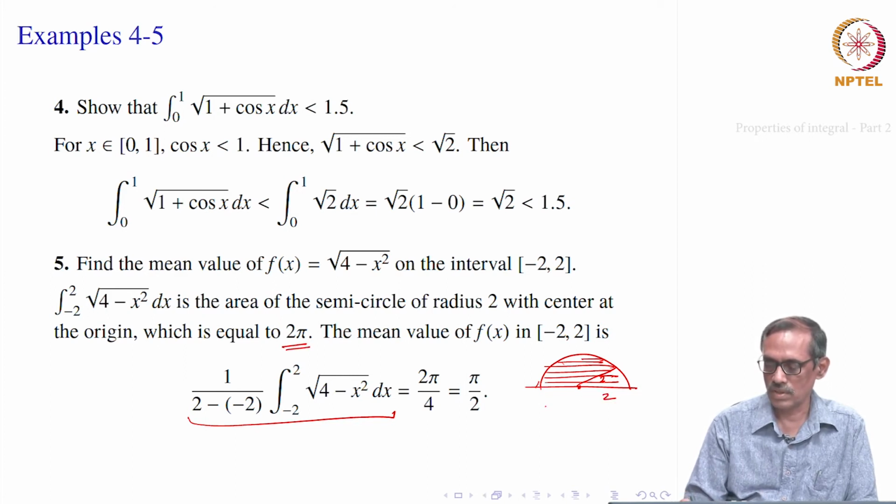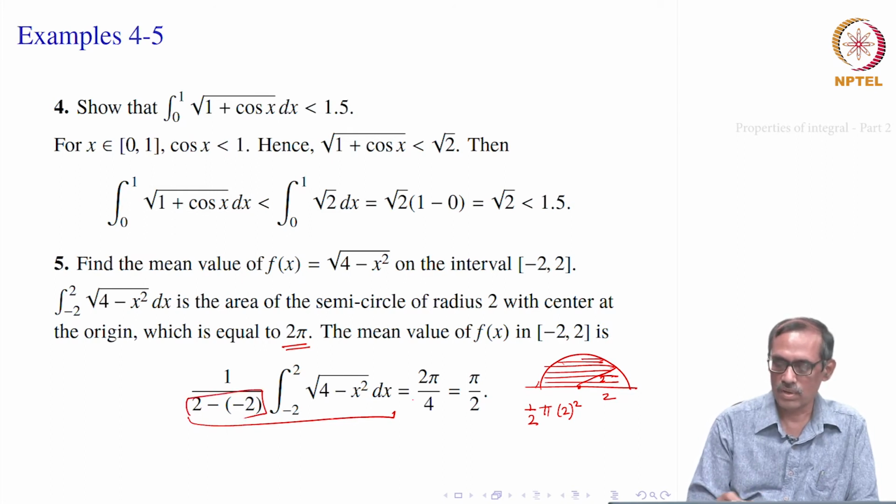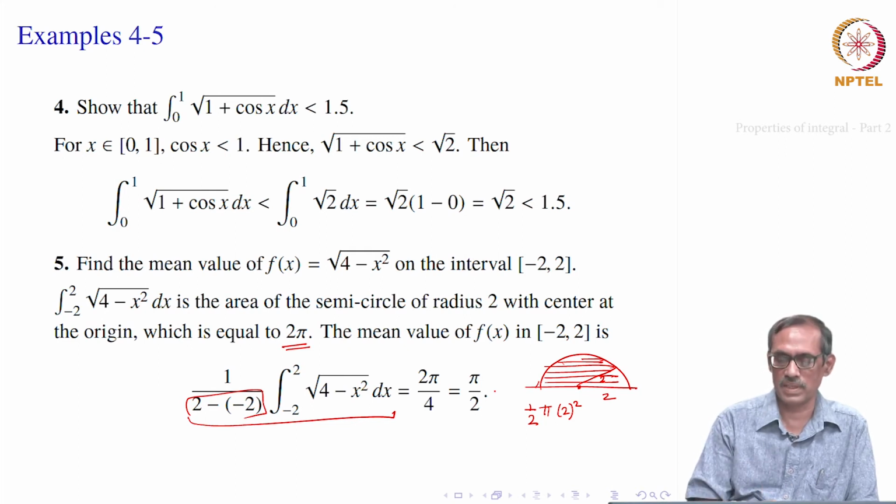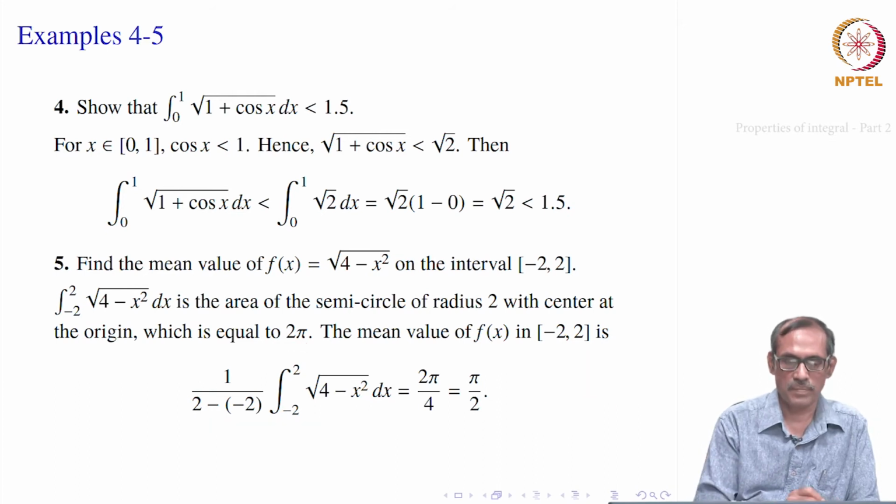So, it is pi r square for the full circle. So, half circle will be this, that is equal to 2 pi. Then the mean value of this is equal to 2 pi divided by 4, which is pi by 2. So, since we know the area, we proceeded this way instead of computing the integral directly, right. Okay.